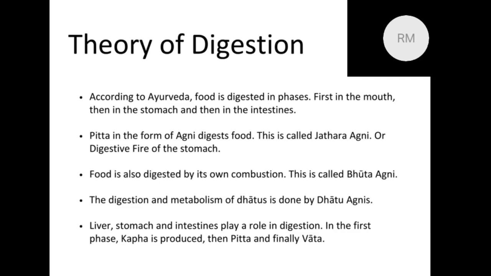So when there is a balance between Jadaragni, Bhutagni and Dhatu Agni, then our digestion is balanced and we are able to transform and maintain the body in a stable condition. So in Ayurvedic treatment, stabilizing Agni is a very important part of the treatment. Without stabilizing Agni, we cannot stabilize the health of the person.